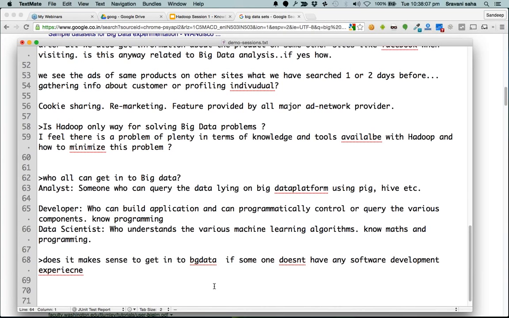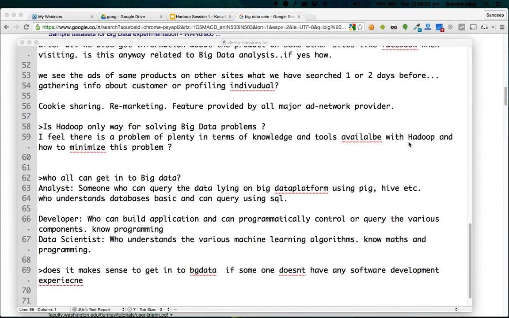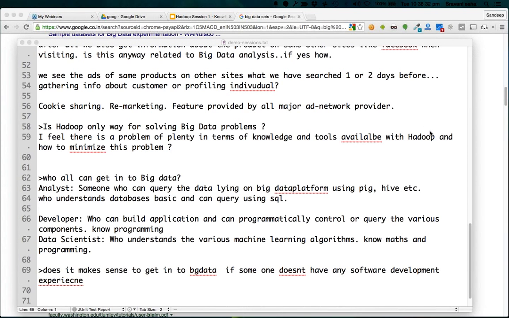An analyst is somebody who understands database basics and can query using SQL. So that is my answer. I hope I have been able to answer, Sridhar. Great. Good question.